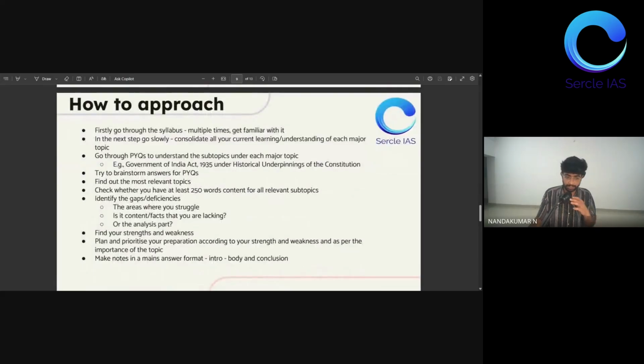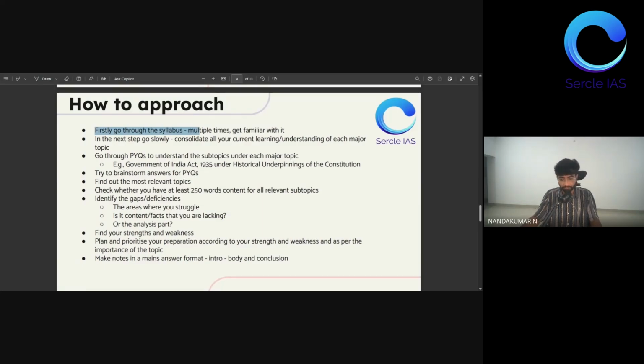And now let's discuss how to approach polity in GS2. Initially, every aspirant must go through the syllabus multiple times to get familiar with it. In the next step, go slowly. Initially, maybe for 1 or 2 days, just read through the syllabus or get a printout of it and divide it into sub-areas, subtopics or subjects. Then paste it on your wall. Anytime you can go through it.